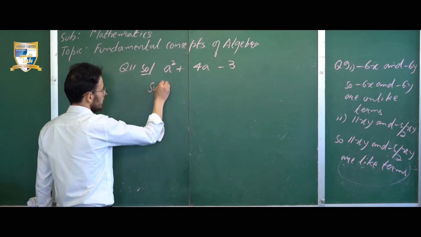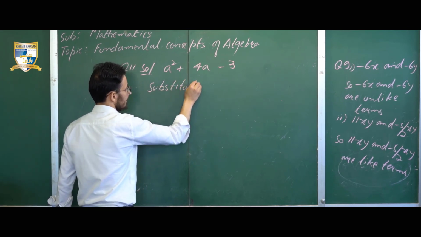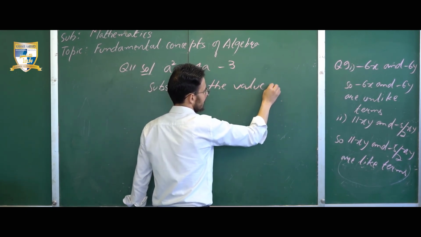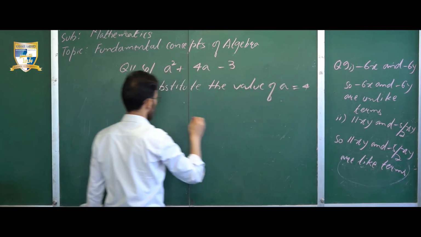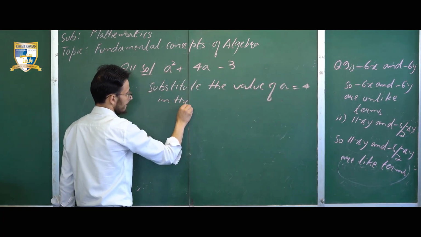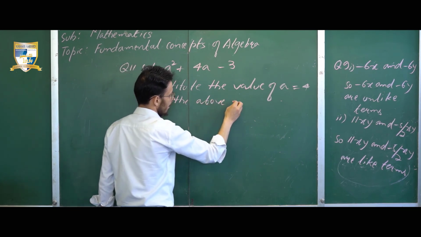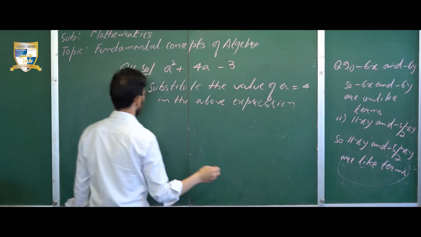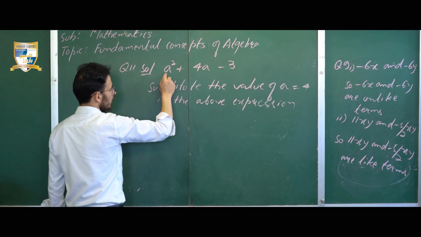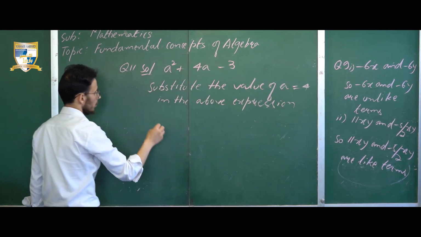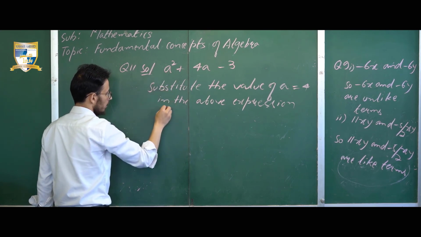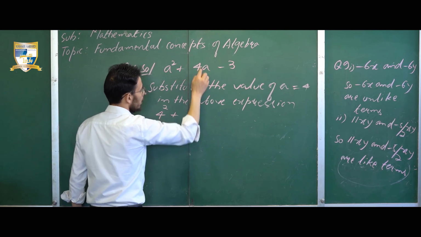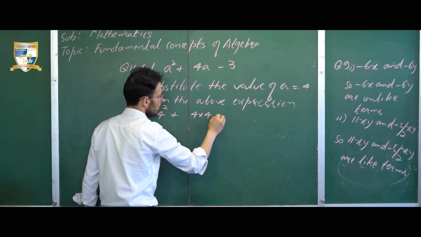So here we can write, substitute the value of a equivalent to 4 in the above expression. So instead of a, whenever we find a, we have to take a equivalent to 4. So instead of a, we are taking 4, but the power of a is 2. 4 squared plus 4 multiplied by 4 minus 3.